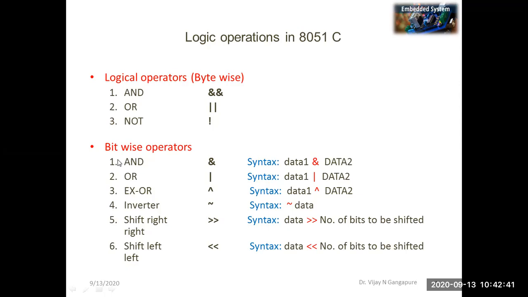The second category of logical operators are bitwise logical operators. So instead of operating on a whole byte, these bitwise operators operate on bits, or bitwise. For example, the first bitwise operator: in the case of byte-wise, double ampersand was there, that is the byte-wise AND operator, but the bitwise AND operator consists of only a single ampersand. This is nothing but the bitwise AND operator.